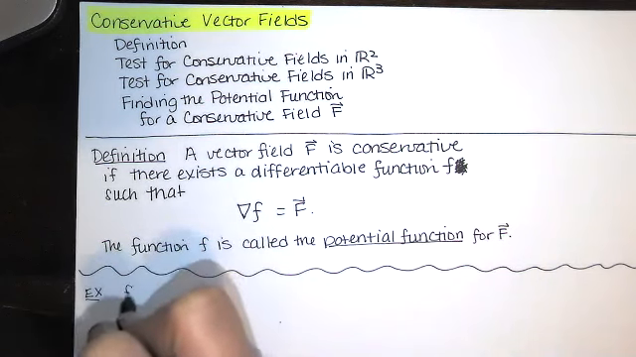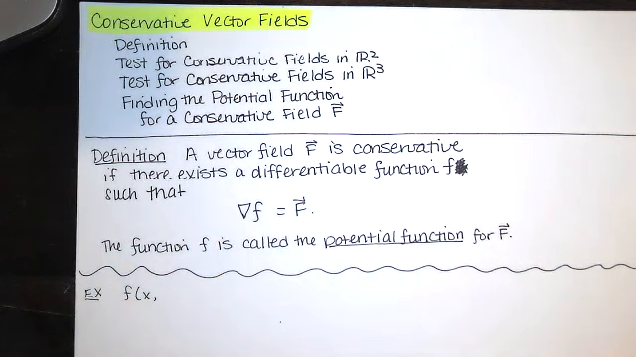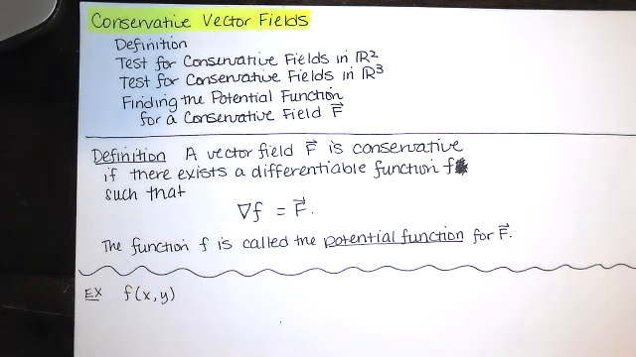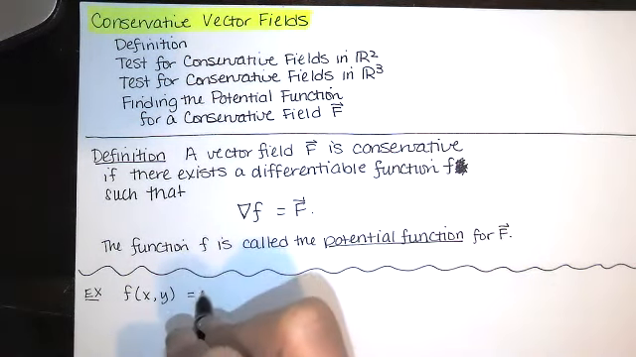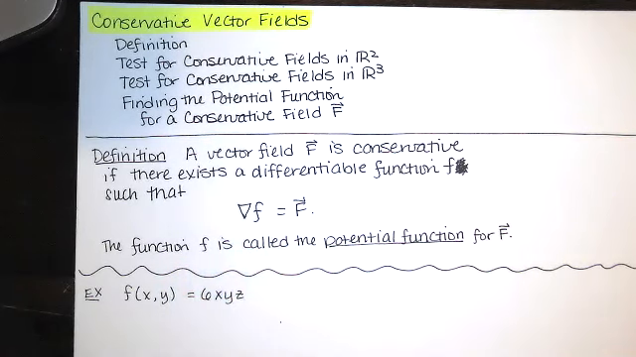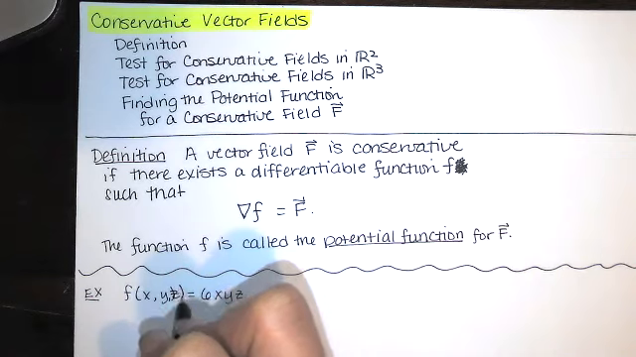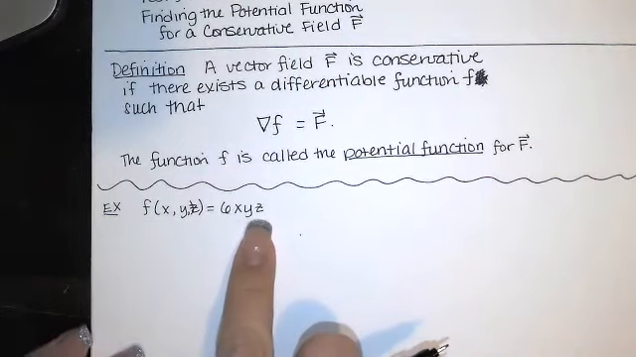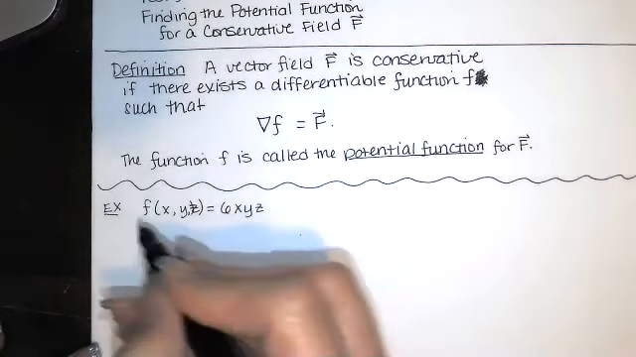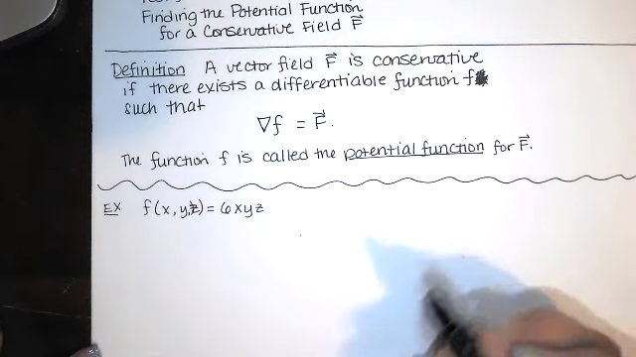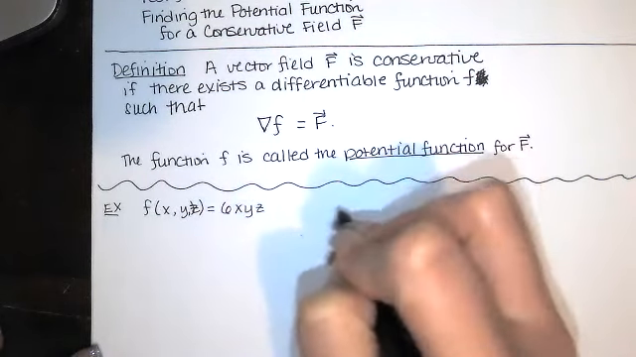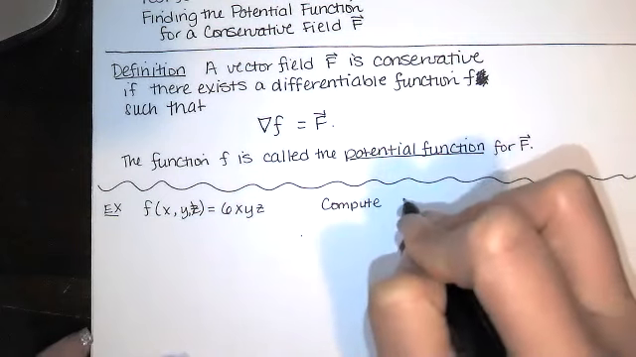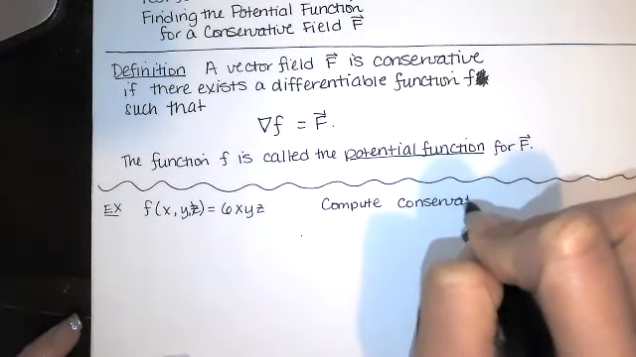So let's say I've got a function f of x, y, z, and that function is pretty simple. Just for example, let's just say that f of x, y, z is 6xyz. Well, if I take the gradient of this, that's going to generate a field. This would be the potential function for that vector field F. So let's compute the conservative vector field corresponding to this function.